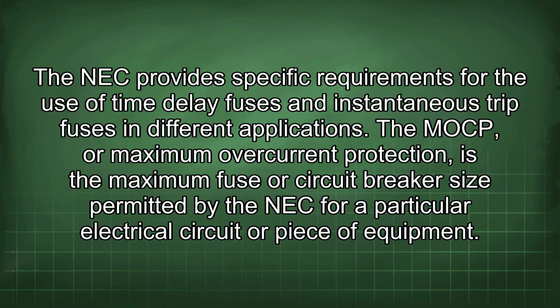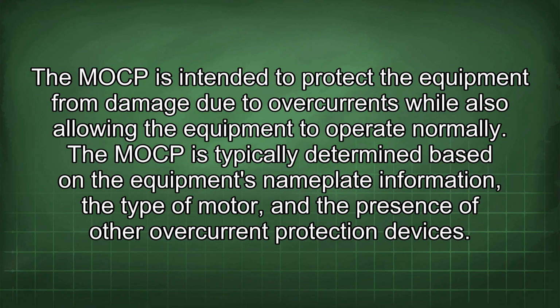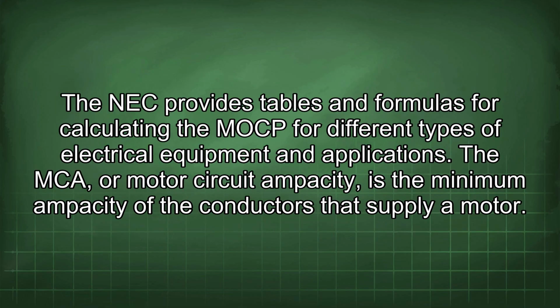The MOCP, or maximum overcurrent protection, is the maximum fuse or circuit breaker size permitted by the NEC for a particular electrical circuit or piece of equipment. The MOCP is intended to protect the equipment from damage due to overcurrents while also allowing the equipment to operate normally. The MOCP is typically determined based on the equipment's nameplate information, the type of motor, and the presence of other overcurrent protection devices. The NEC provides tables and formulas for calculating the MOCP for different types of electrical equipment and applications.